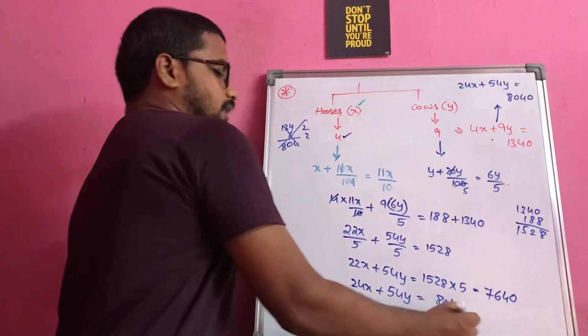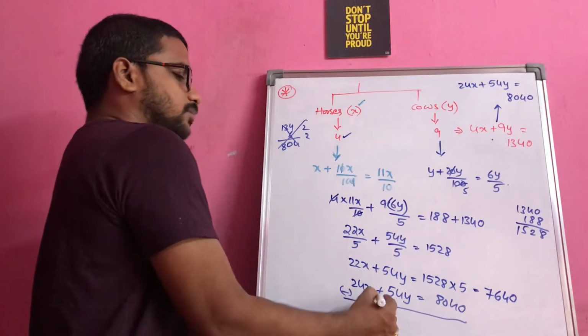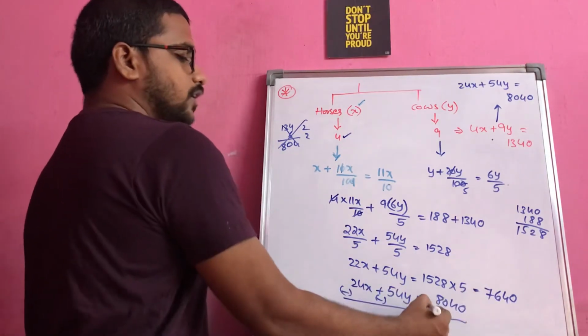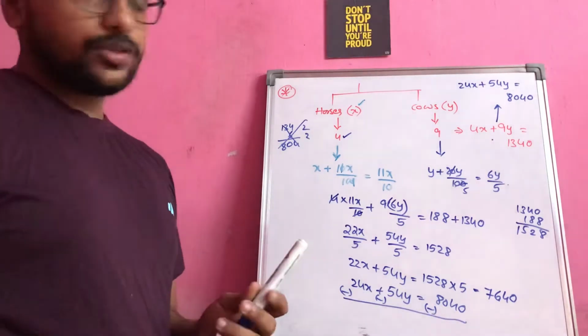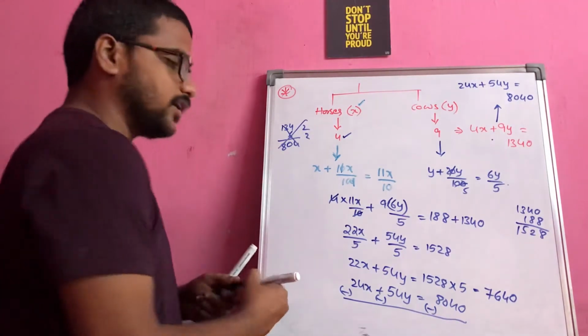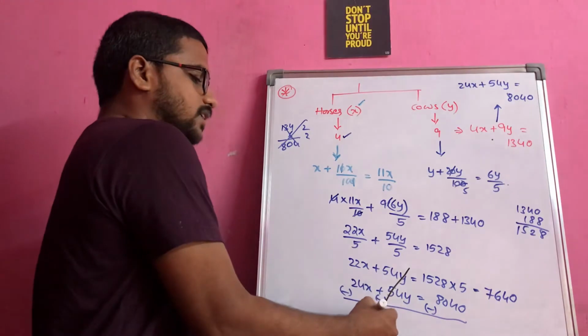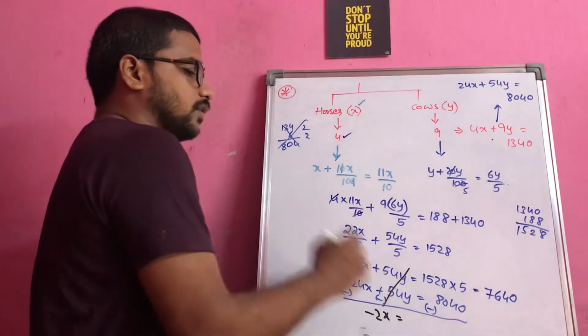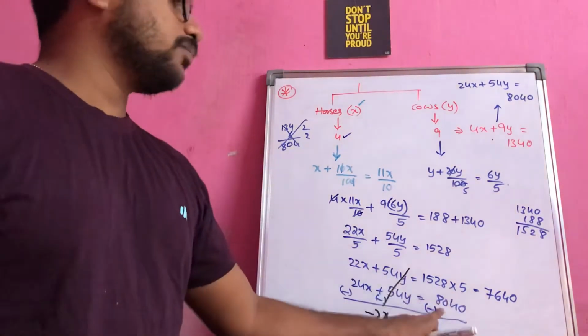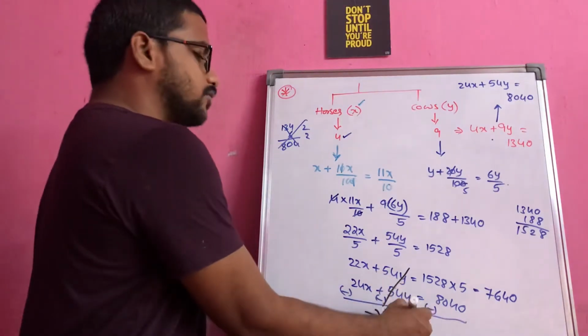So let us try to subtract these two. This is minus, 7640 and this is minus. Okay. So if you do the further simplification here, this will get cancelled and this is minus 2x is equal to 7640 minus 8040, which means minus 400.